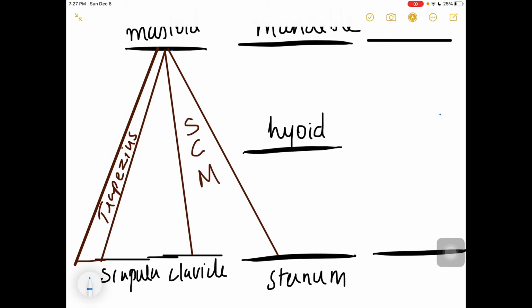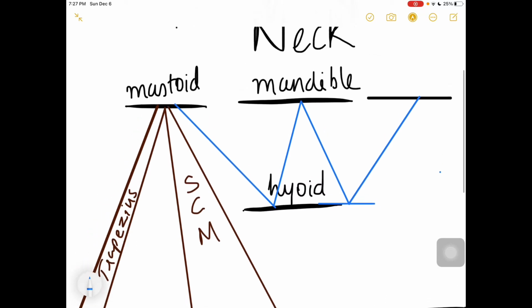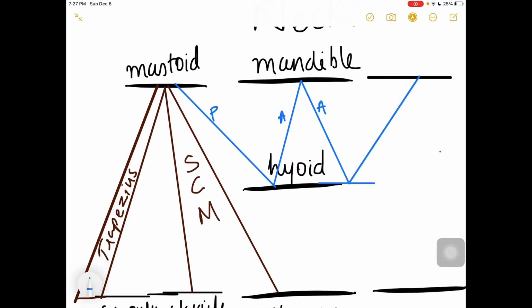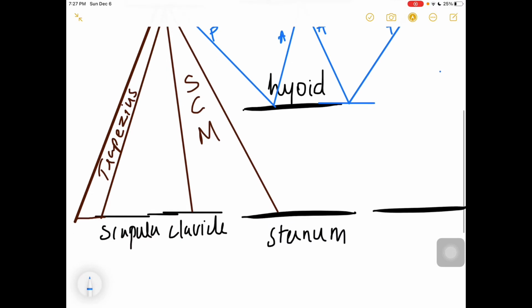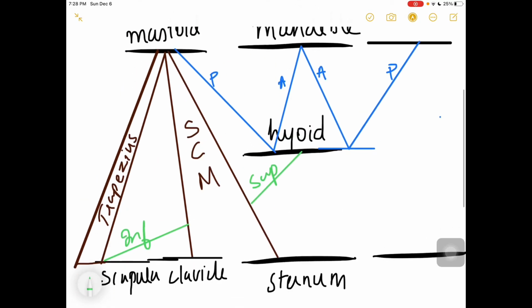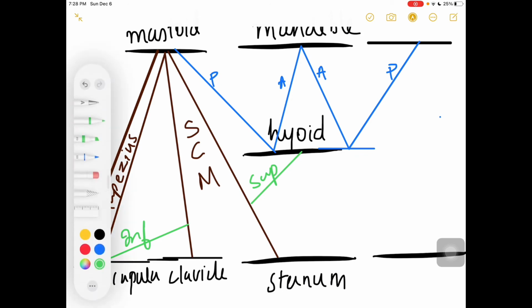Now coming to the anterior triangle. The first muscle you need to know is the digastric. It has an anterior belly and a posterior belly. Then there is another muscle which joins the hyoid bone and divides the posterior triangle into two. That is the omohyoid, with its inferior and superior bellies.